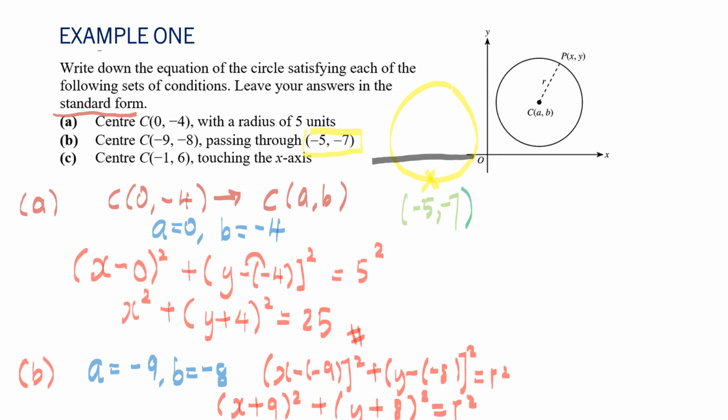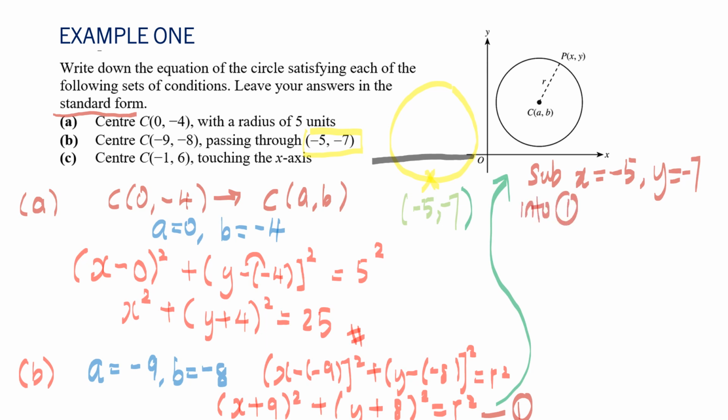So what do you mean by saying that this point passes through the circle? It means that this point satisfies the equation of the circle, which means that I can just substitute x equals -5, y equals -7 into our equation 1 that we found earlier. So that will give me -5 plus 9, squared, plus -7 plus 8, squared, equals to r squared.